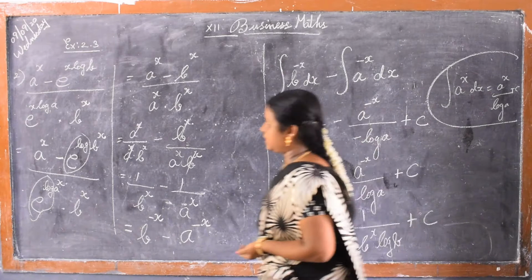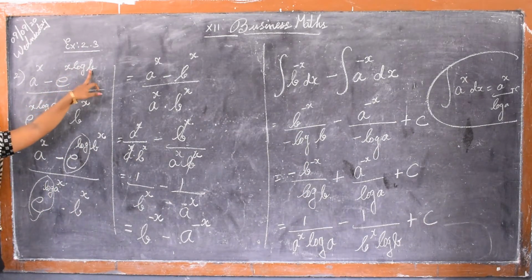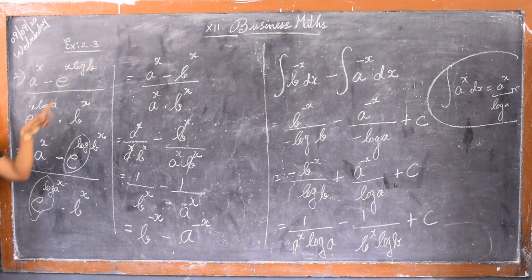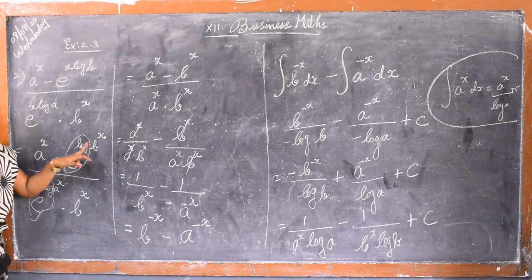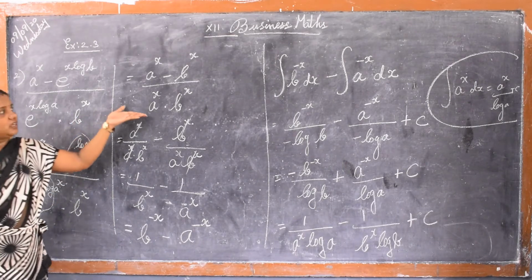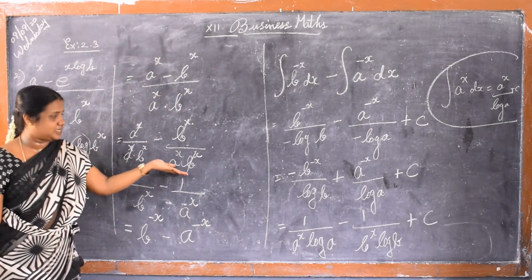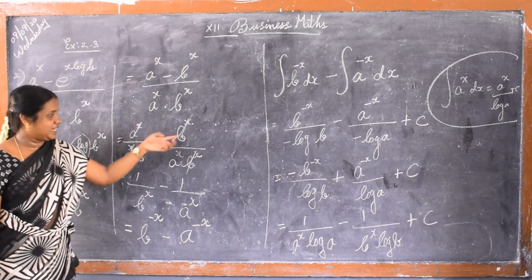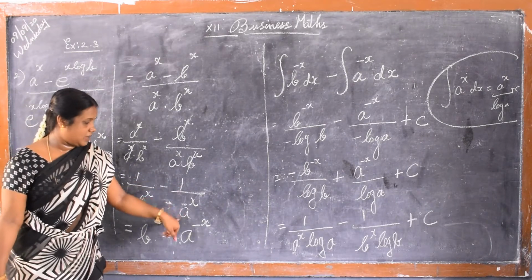See, again I'll repeat here. First you have to write e power x log b, and using the logarithmic rule I have written b power x. In the next step, what you have to do? You have to eliminate e and the log. If you eliminate, what will happen? Only you will get b power x. Here also you will get a power x. See? The denominator is common to both. So I'm going to split it into two parts. Now you have to cancel.